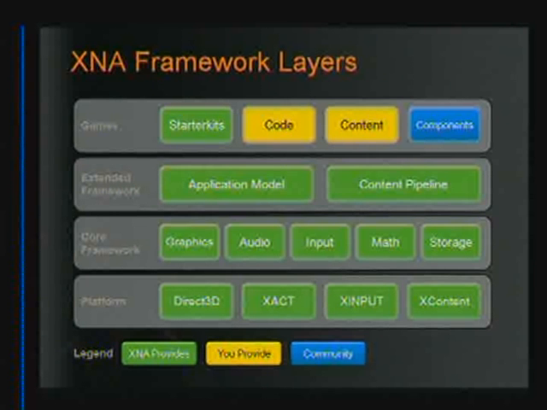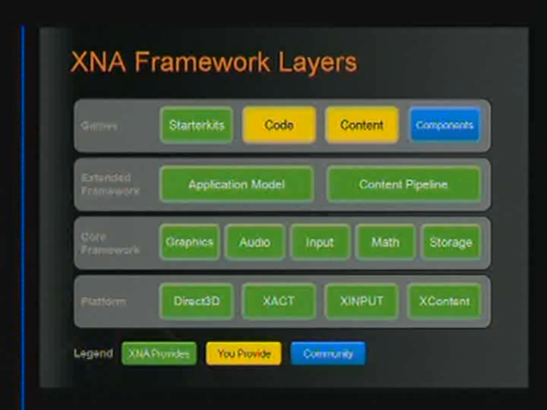If you look at the very bottom, we see there are the platform classes. These are wrapper classes which wrap the underlying technology, like Direct3D, XACT, and so on. Above this, we have the core framework layer, where on one side we have classes for graphics, audio, input, as well as different helper classes, like math and storage. As soon as you move to 3D, which we're not going to do today, there are a lot of calculations with matrices and so on, and there are helper classes that make it easy for you to do these calculations.